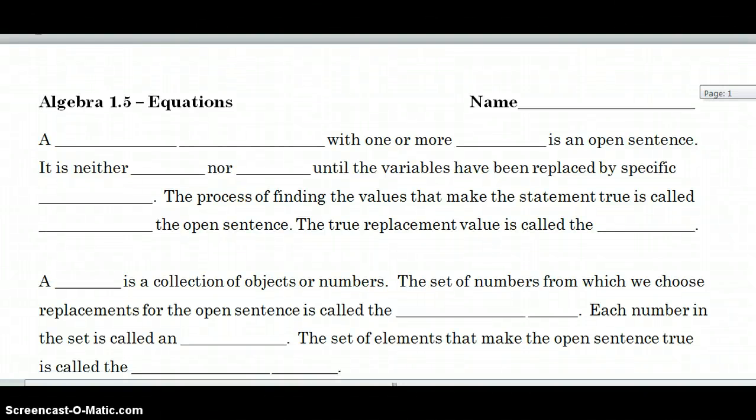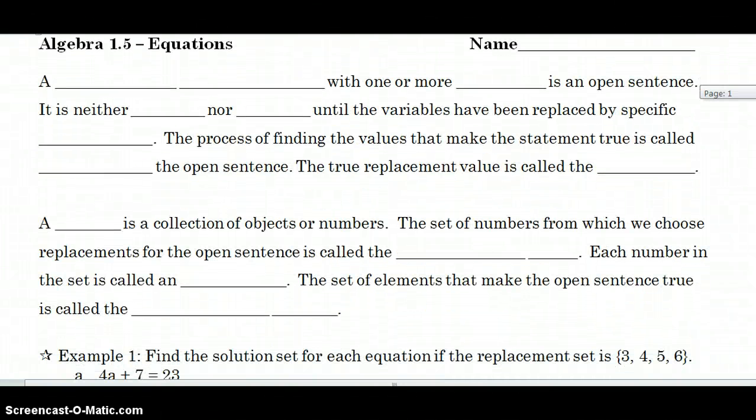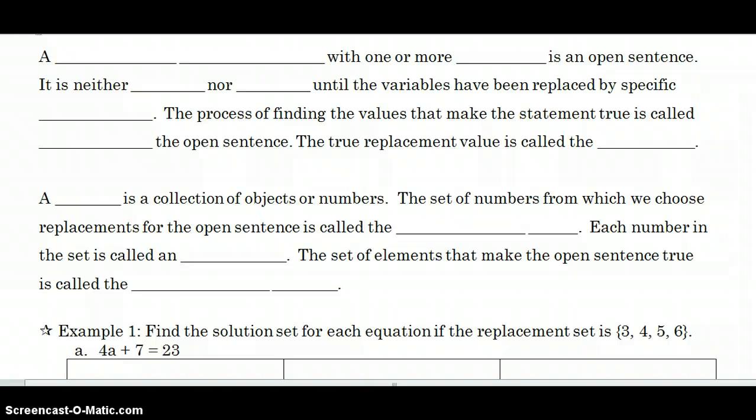Alright, Algebra, Chapter 1, Section 5 about equations. Before we can talk about equations, first let's talk about an open sentence. A mathematical statement with one or more expressions is called an open sentence.